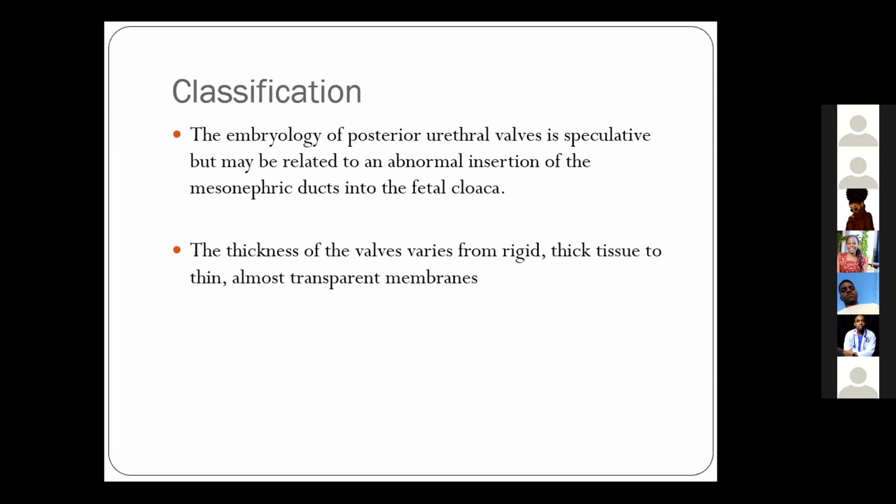The embryology of posterior urethral valves is speculative, and it is thought that it may be related to an abnormal insertion of the mesonephric ducts into the fetal cloaca. The thickness of the valves varies. They could be rigid, thick tissue. Sometimes it's very thin, even so transparent. Of course, the thinner, the better for you, the easier for you while you operate on this patient.